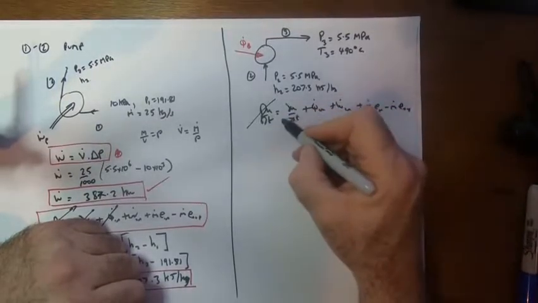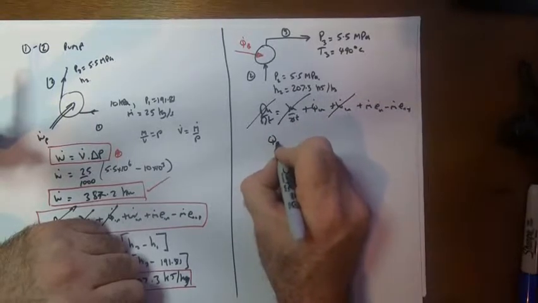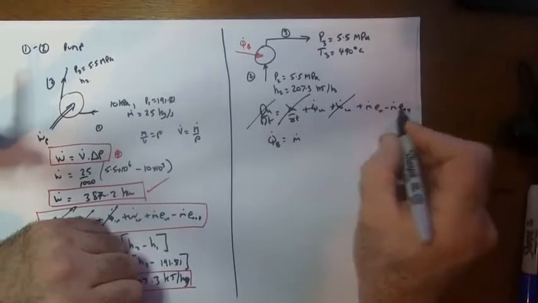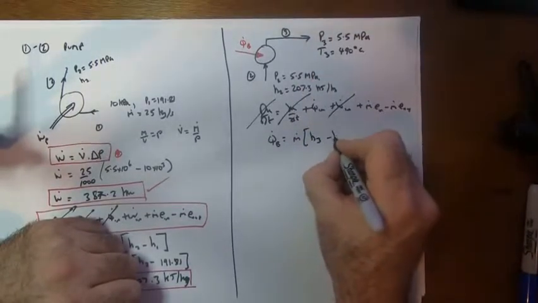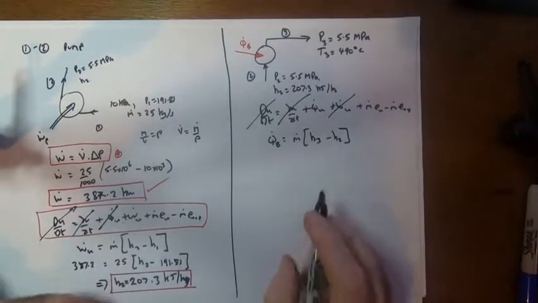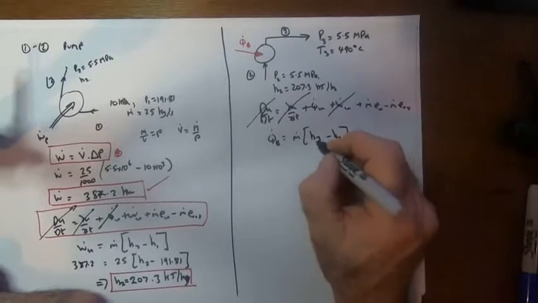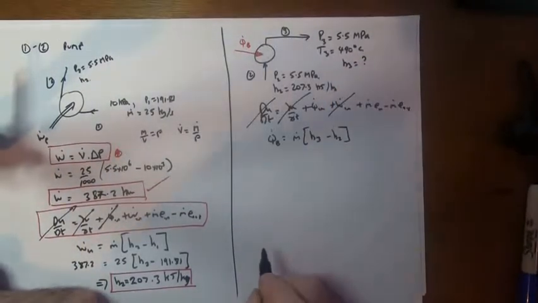We're not storing energy, we're not creating it, there's no work done. What we're left with is that the Q in, the Q of the boiler, equals the m dot times the energy out, which is going to be H3 minus the energy in, H2. So we don't know QB, we do know m dot, and we do know H2. So we really need to find H3. We need this H3 here.